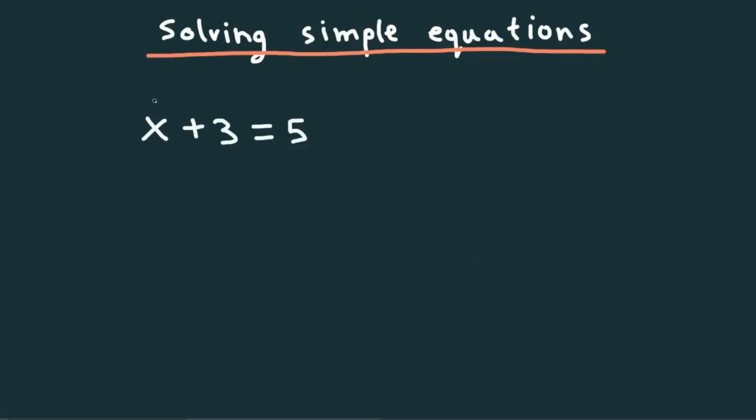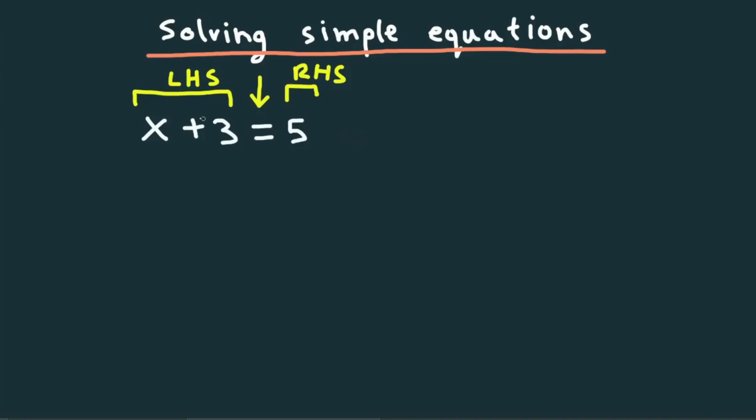In this lesson we'll learn how to solve simple linear equations. An equation has two sides, the left-hand side on the left of the equal sign and the right-hand side on the right of the equal sign, and in the middle is the equal sign. To solve an equation means to do some steps and end up with x equals something, in other words, to find the value of x.